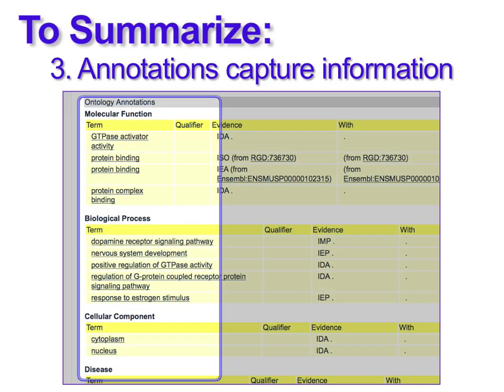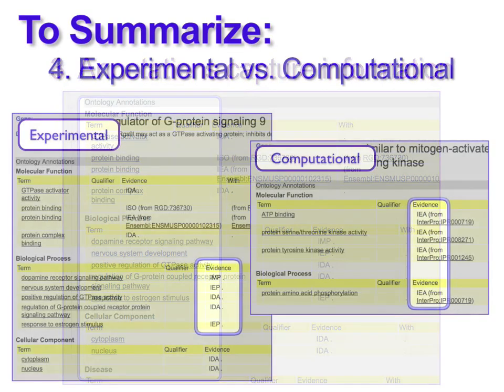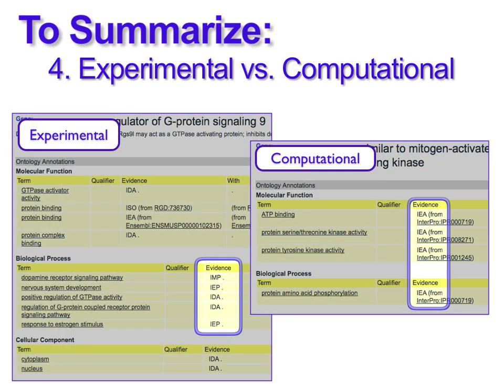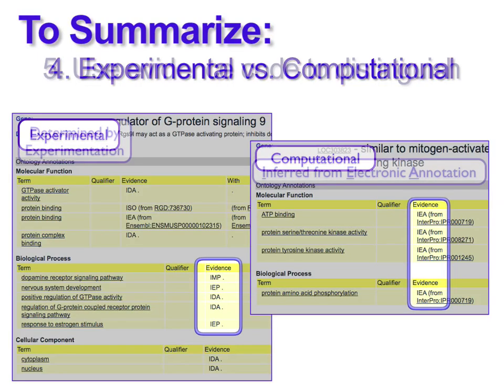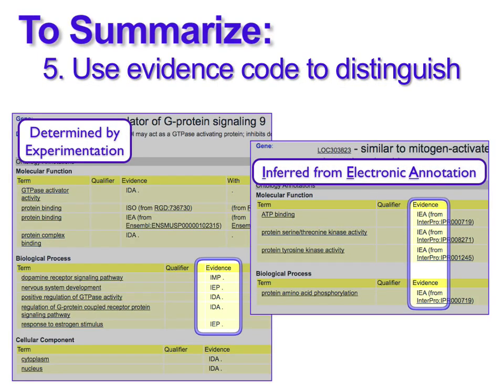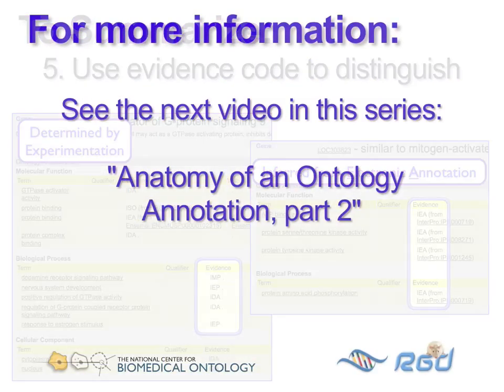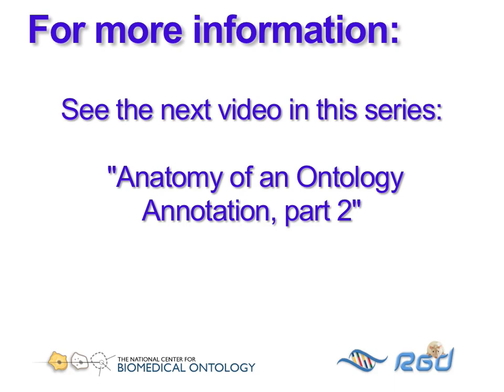Ontology annotations succinctly capture information about a gene's function, subcellular localization, and so forth. Ontology annotations fall into two general categories: those based on experimental evidence and those based strictly on computational evidence. And finally, you can use the evidence code of an annotation to distinguish which of these two categories the annotation falls into. Actually, there is more information in the evidence code than just whether the evidence is experimental or computational.